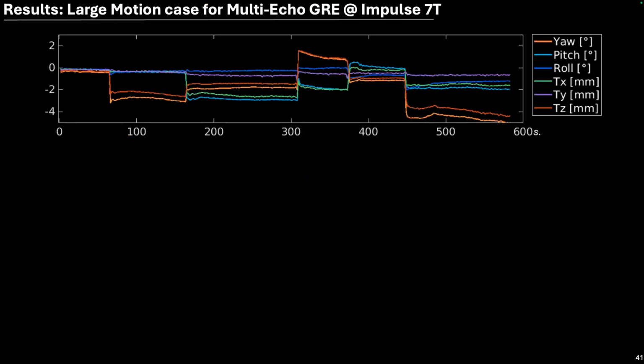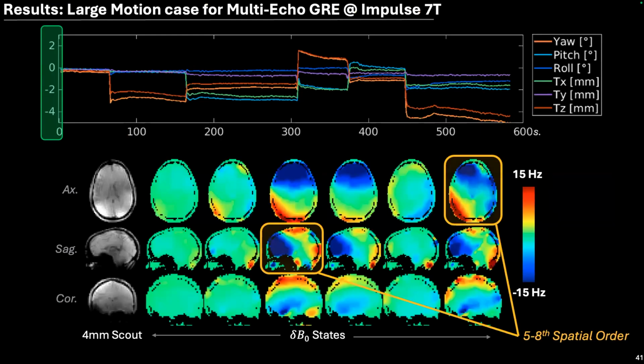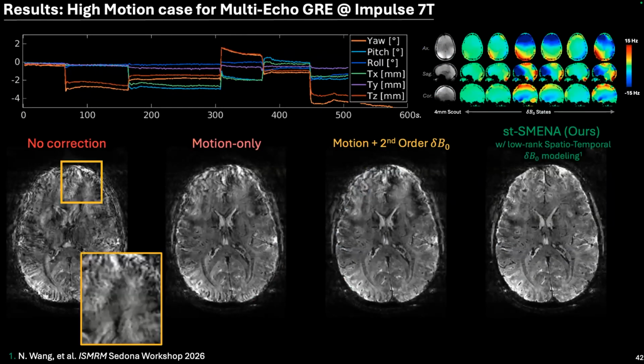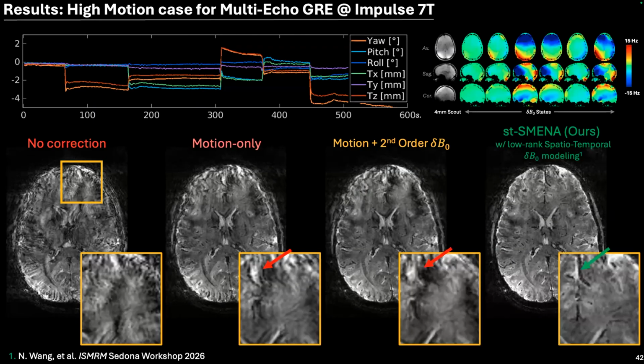Last example here is on the 7T, this at Stanford, where the motion is quite large. And with this large motion, the field change can be up to 8th order spherical harmonic. This is still our preliminary data, but it looks promising. No correction is pretty bad. Motion correction didn't really help because there's a lot of field changes at late TE. 2nd order helps a little bit, but you really need up to 8th order to clean things up.